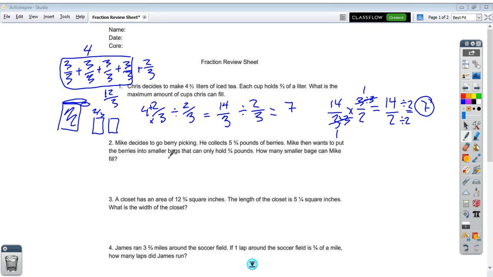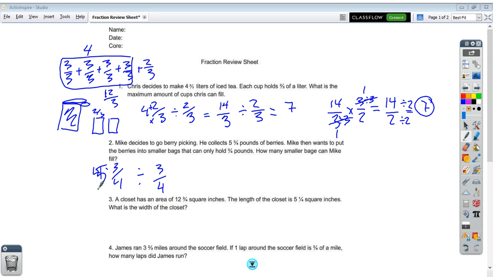Question 2, Mike decides to go berry picking. He collects 5 3/4 pounds of berries. Mike then wants to put the berries into smaller bags that can only hold 3/4 of a pound. How many smaller bags can Mike fill? So again, we've got some berries and we're dividing them into these bags. So I have 5 3/4 divided into 3/4 size bags. So the first thing, again, I have this mixed number and I need to convert it to an improper fraction.